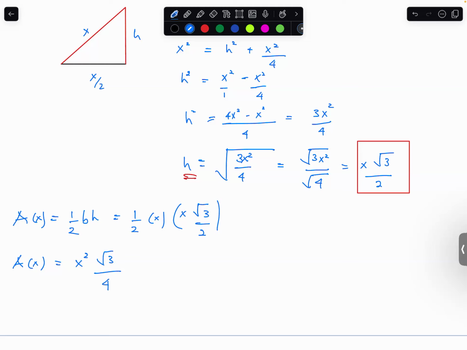Now this is our expression for the area, and if we write the perimeter as above, just taking it from above, P of x is equal to 3x. Now this is our final solution here.